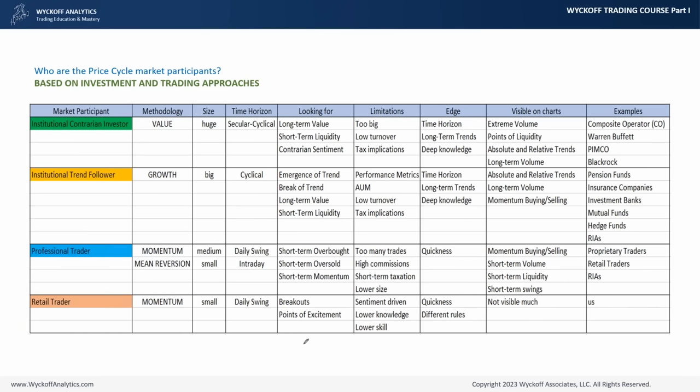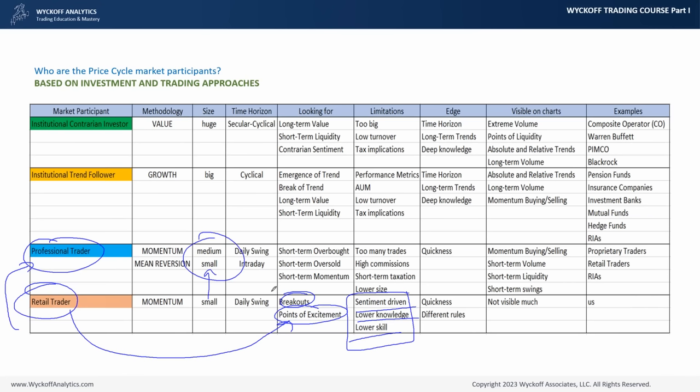Retail traders, one more thing here. They're looking for mostly breakouts and points of excitement. Lower knowledge, lower skill for sure, sentiment driven. And again, we want to transition from this bracket to, let's say, this bracket, professional traders, where our size is growing from small to about medium, and where maybe we are developing some kind of edge just based on momentum and mean reversion. And we understand how these big guys are trading, and we are following them in their trades and trading alongside.